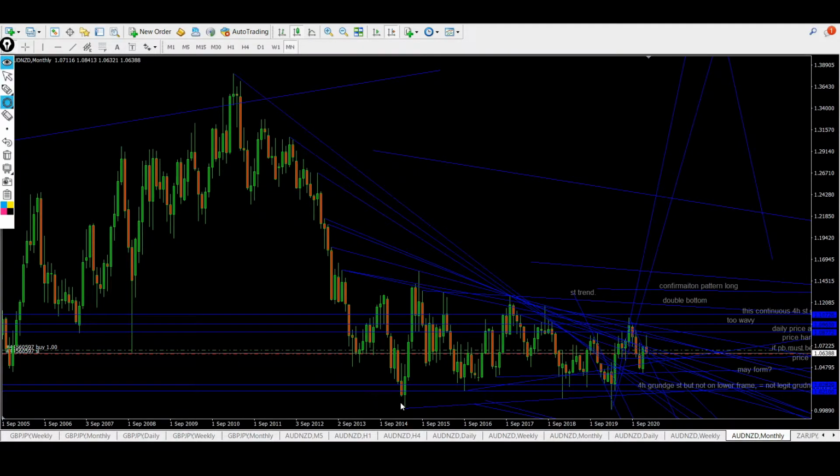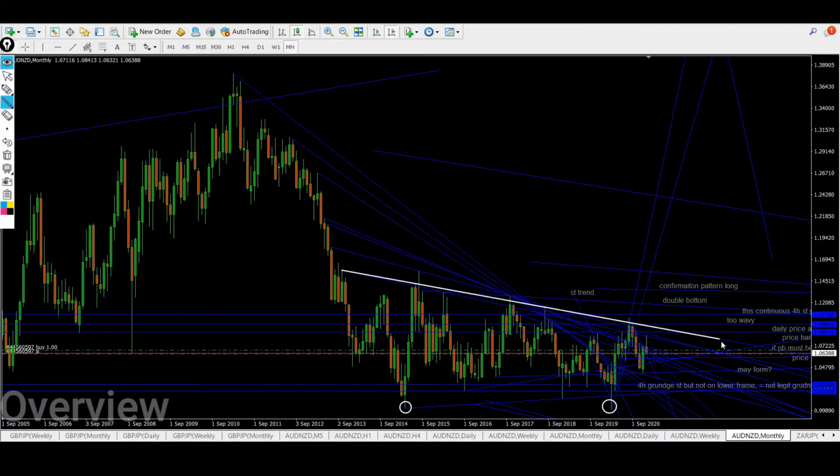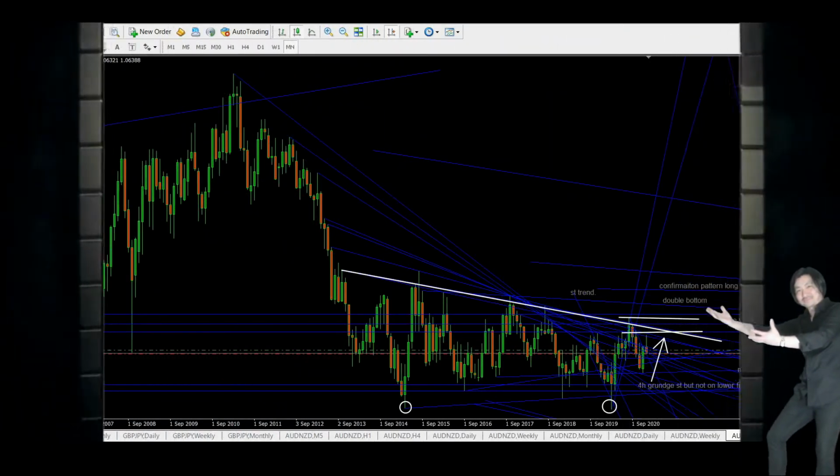Okay, so this is an Aussie NZD monthly chart. We'll start off with an overview. We had this strong double bottom right here against a weak downward trend line. And so we were long biased until at least that trend line level right here, or perhaps this pivot high. So let's talk entries.